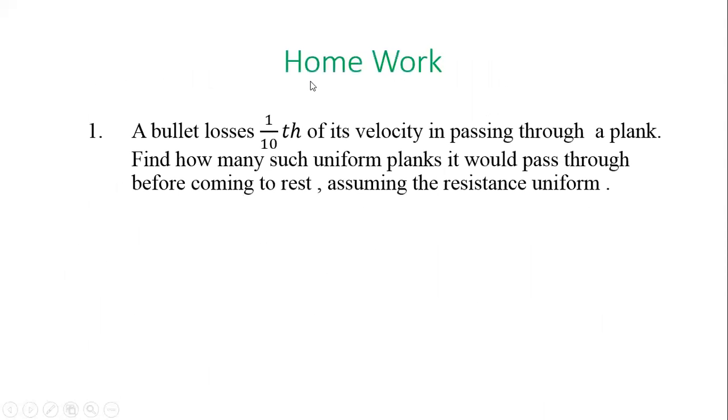Homework. Number 1. A bullet loses 1/10 of its velocity in passing through a plank. Find how many such uniform planks it would pass through before coming to rest, assuming the resistance uniform.